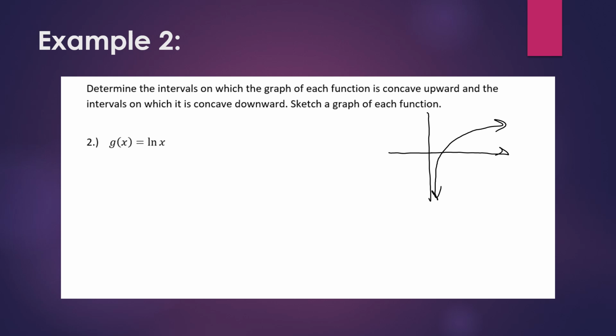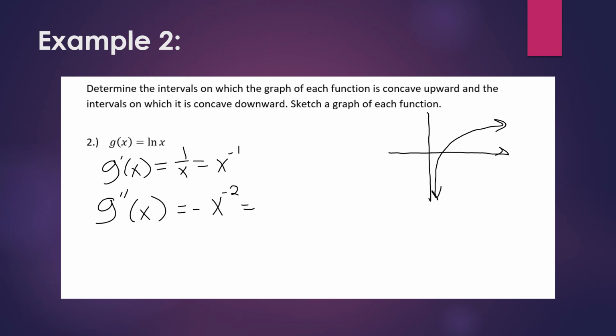So my first derivative, g prime, the derivative of ln x, is 1 over x. And I can rewrite this as x to the negative 1. So to take my second derivative, this is just going to be a power rule. This is going to be negative x to the negative 2, which as a fraction is negative 1 over x squared. So now we can ask, is this ever 0?